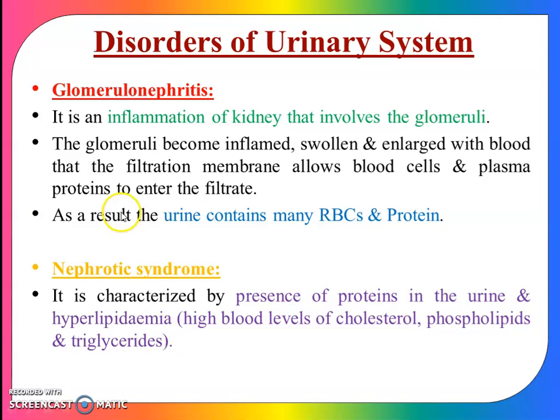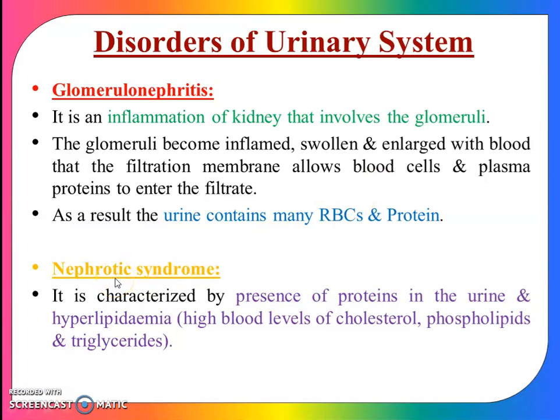Moving to the next disorder, that is glomerulonephritis. Nephritis means inflammation of the nephron, which here involves the glomerular part. So it is an inflammation of the kidney that involves the glomeruli. In this condition, the glomeruli become inflamed, swollen and enlarged with blood. Through that, the filtration membrane allows blood cells and plasma proteins to enter the filtrate, so that the urine consists of a lot of red blood cells and proteins, as the size of the capsular barrier has increased because of the inflammation.